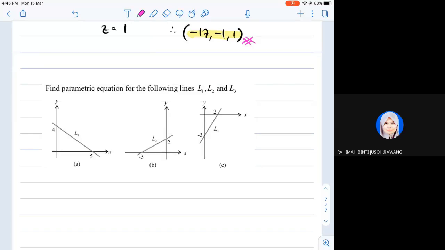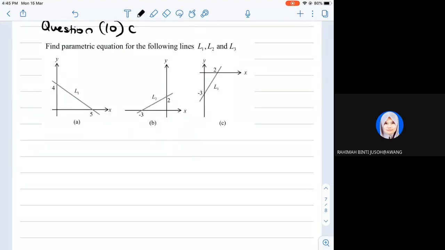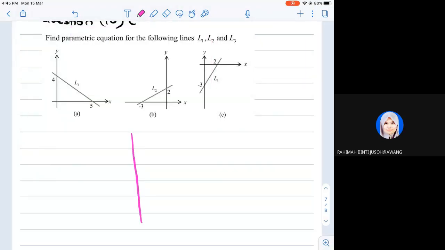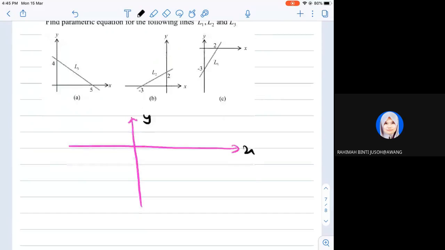Question 10. Later I'll go to the plane questions; we go to question 10 first, the lines. Okay, let's say 10C. Question 10C. So, let's say I resketch the graph. This is X, this is Y. Let's say negative 3 is down here and up here is 2. And this is the line.